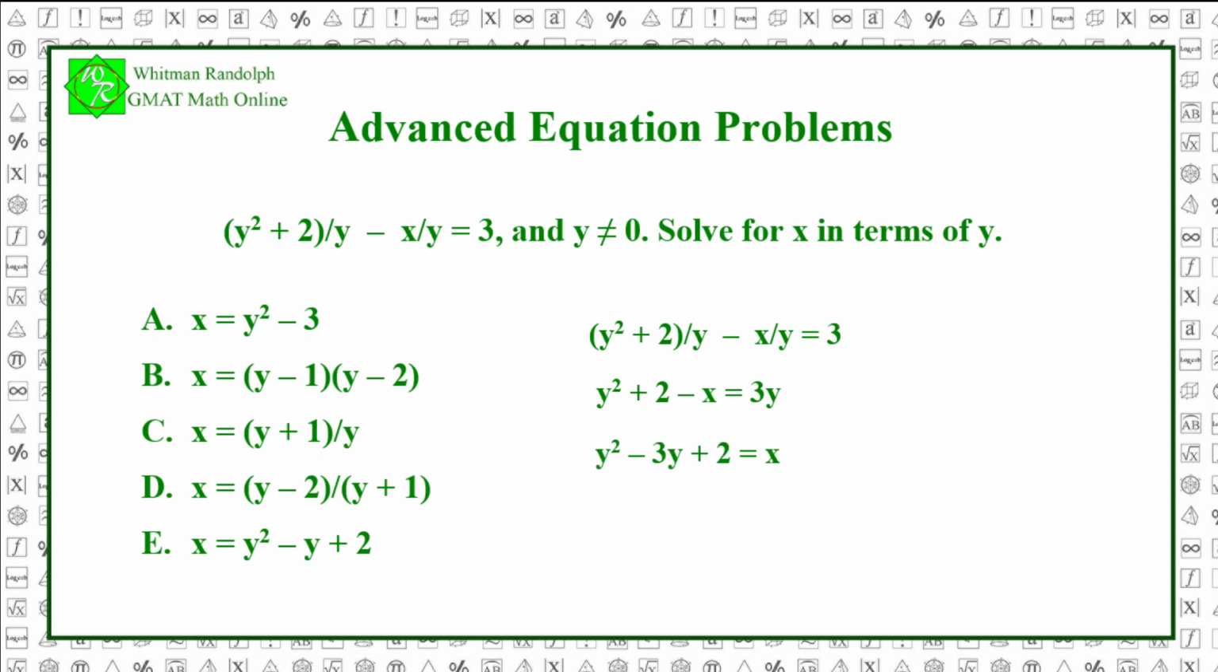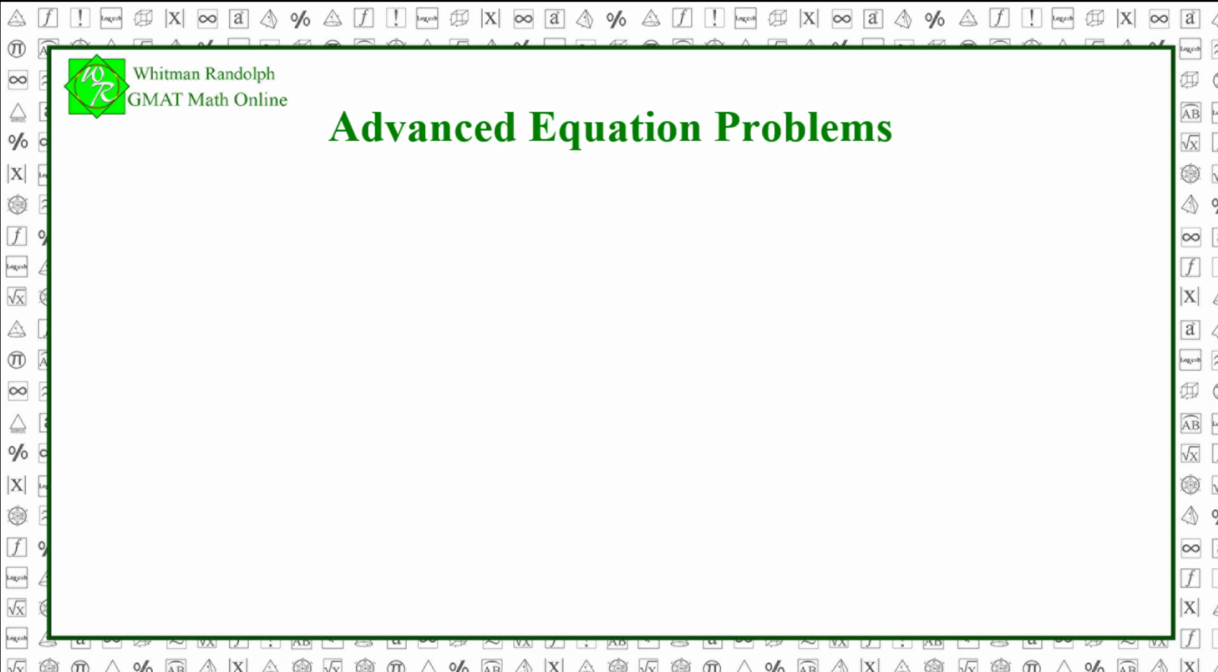So y squared minus 3y plus 2 equals x. This gives us a solution for x in terms of y, but it is not on the list of possible answers. However, if we factor the polynomial, we get y minus 1 times y minus 2 equals x, and that is on the list. At the end of the problem, the key was our ability to factor the quadratic expression y squared minus 3y plus 2. So the correct answer is B.